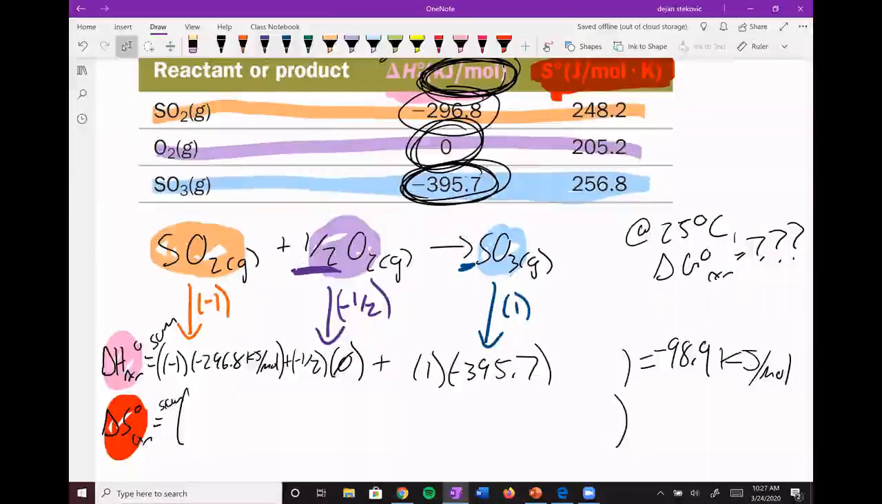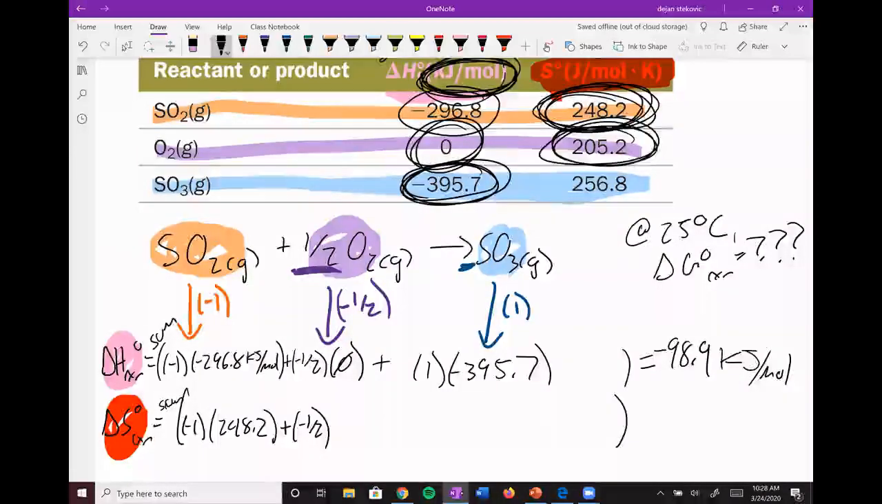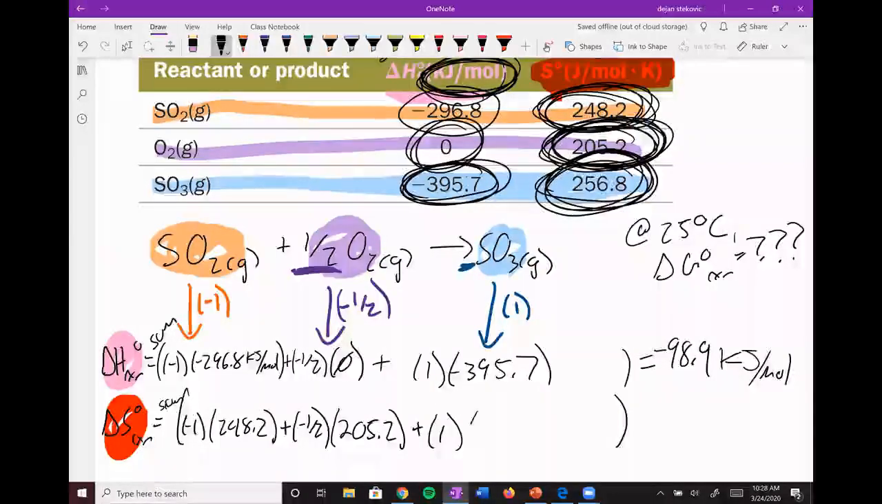And now you're just going to repeat the same process for the entropy, right? So this will be negative 1 times this value right here, this 248.2, plus this negative 1/2. Right now, this value is not 0, right? So this is 205.2, plus this 1 times this 256.8.